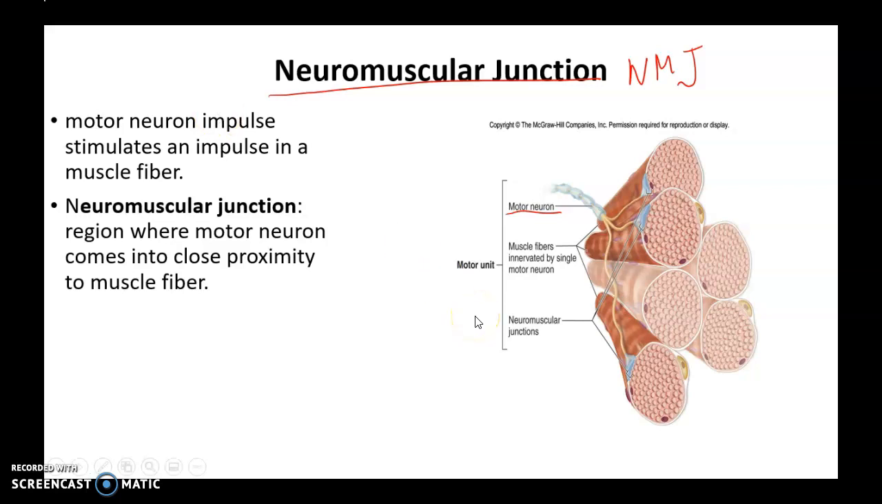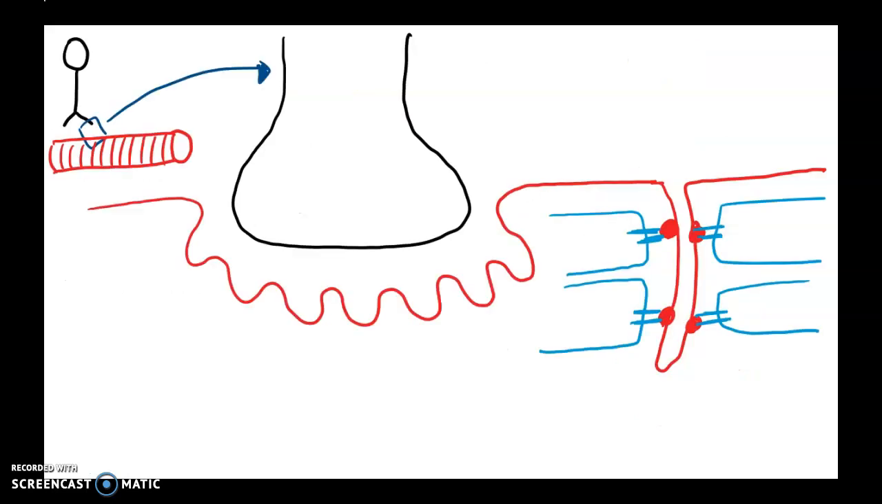Alright, so looking into the neuromuscular junction now. I usually draw out everything on the whiteboard, and so I tried to do a similar thing using my surface, so hopefully you like it. Okay, so let's look into the left hand side.